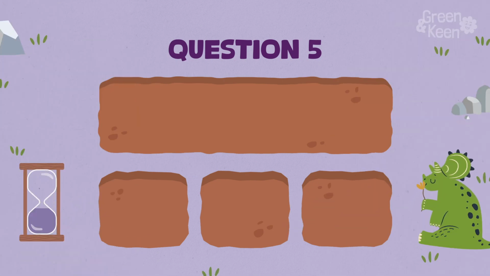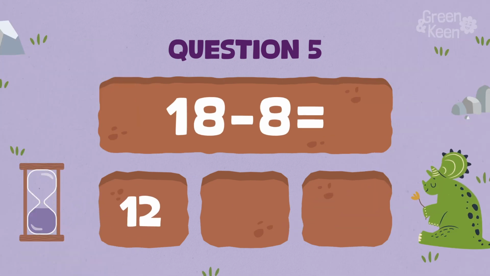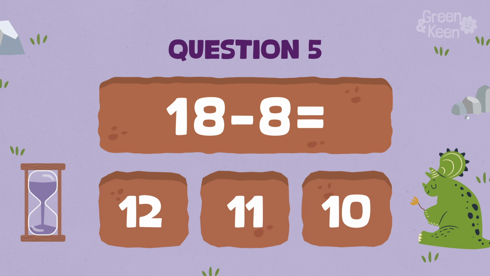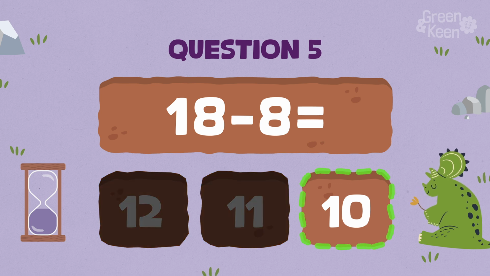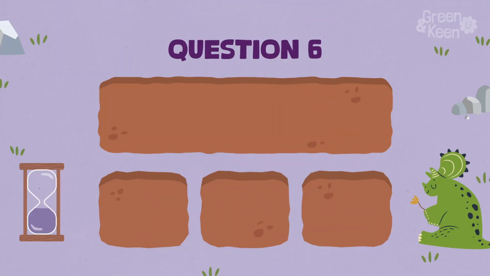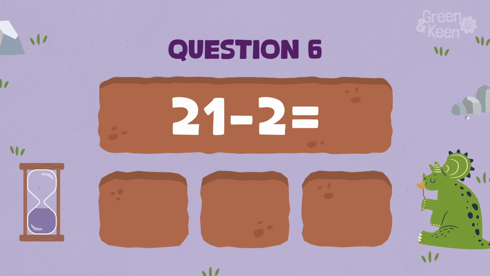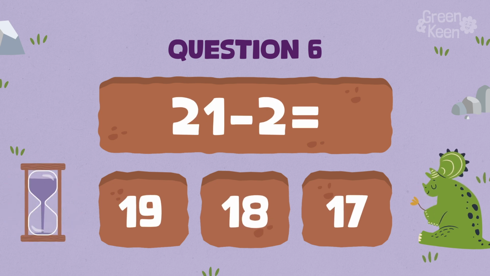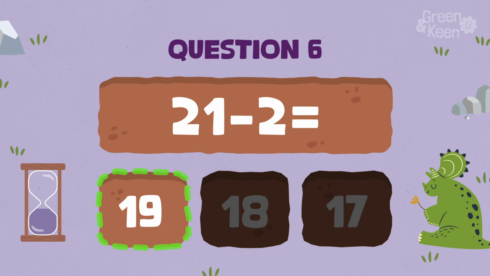Question number 5. 18 minus 8 equals... The answer is 10. Question number 6. 21 minus 2 equals... The answer is 19.